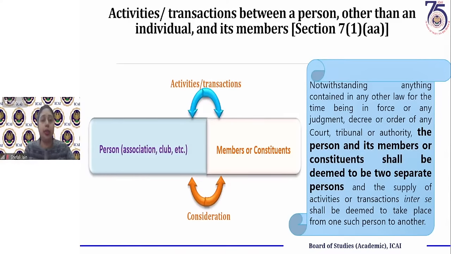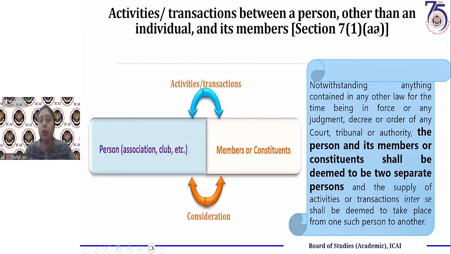this clause was subsequently inserted in the definition of supply, which says any activity or transaction between a person, association, club, etc., and its members for a consideration. Here consideration should be present, and it should be in course or furtherance of business, which it will be, because any activity by a club to its members passes the test of business. If both these things are present, and the activity is in goods or services, it will be termed as supply. There is also an explanation inserted to override the earlier rulings which ruled that the club and its members are one and the same person. Under GST law we brought this amendment and expressly mentioned that any activity between a club and its members will be termed as supply, because the club and its members are two different persons.